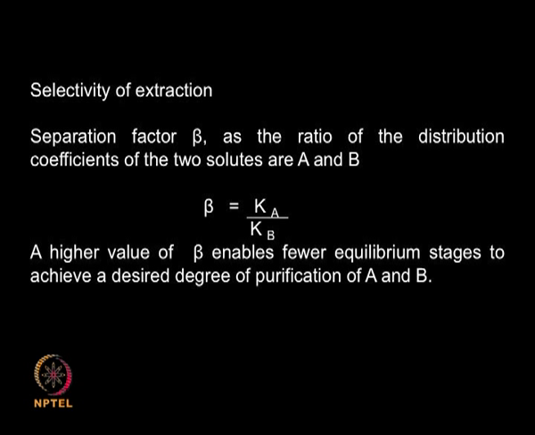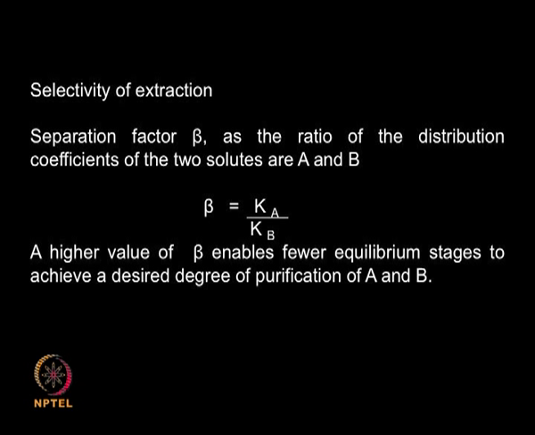So if you have two metabolites A and B and you are using a solvent to extract A, and B also may get extracted, so the ratio of Ka divided by Kb, that means the ratio of partition coefficient for the solute A divided by the partition coefficient for solute B, that tells you the selectivity of extraction. That means how much more of A I will be able to extract than the amount of B.